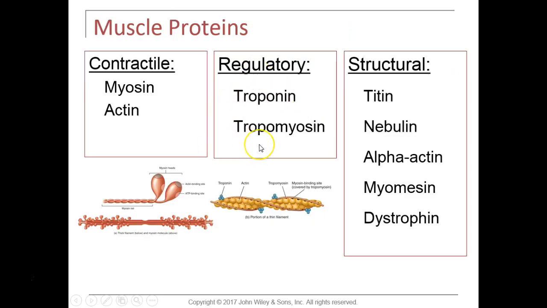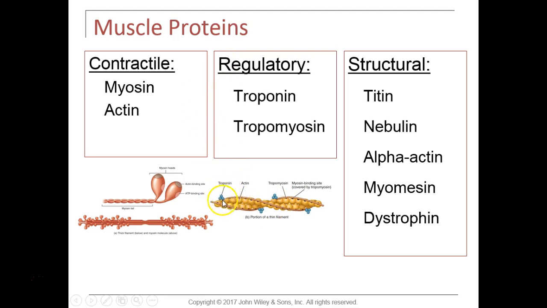Troponin and tropomyosin, and where they are and what they're doing. In order to regulate contraction and then allow the muscle to relax, we have to be able to tell the muscle when to do so. That happens with the regulatory proteins.